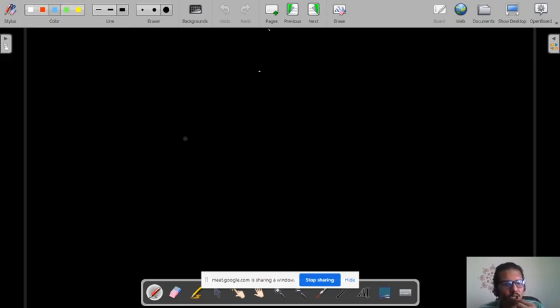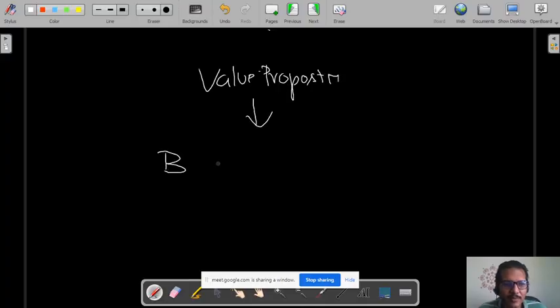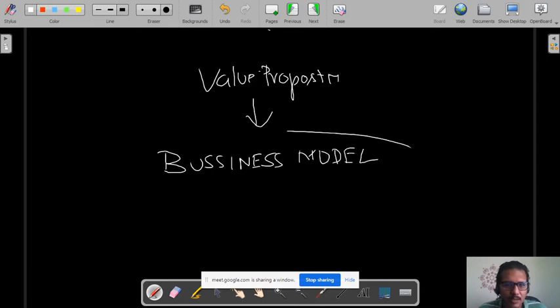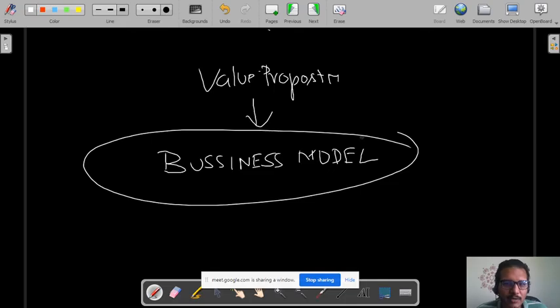Fine. So next, from this topic of value proposition, so we defined the value proposition. Based on this value proposition, you need to identify your business model. Okay, we are coming to a very important concept. It is the second unit we are starting.